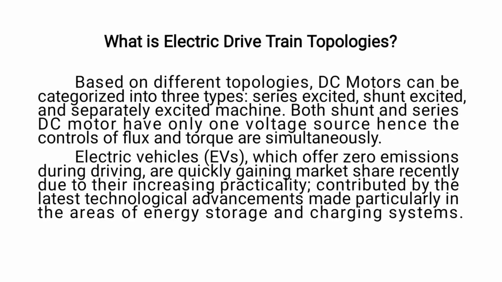Based on the different topologies, DC motor can be categorized into three types. They are series excited, shunt excited, and separately excited machine. Both shunt and series DC motor have only one voltage source, hence the control of the flux and torque was stimulation.